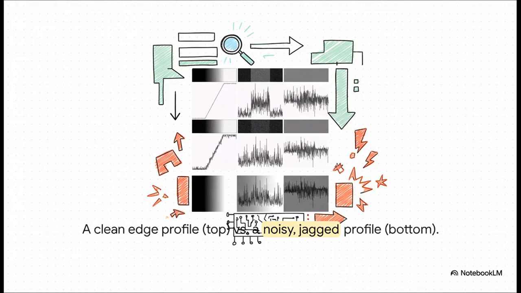And this visualizes the problem perfectly. Up top, you have that nice, smooth, clean ramp. An algorithm can handle that, no problem. But look at the bottom. That's the exact same edge, but with a little random noise thrown in. It becomes this jagged, chaotic mess. And when you try to find the steepest point of that, the calculations just go completely haywire.